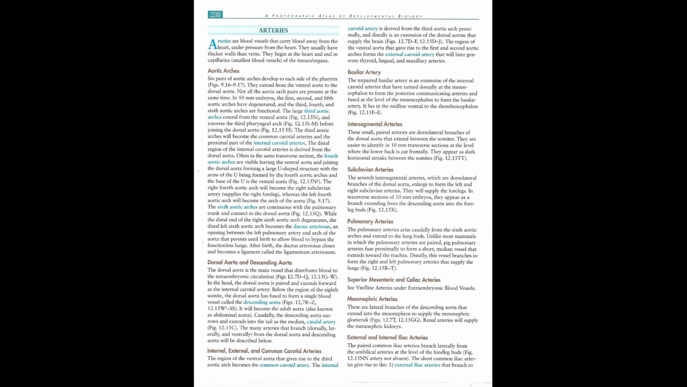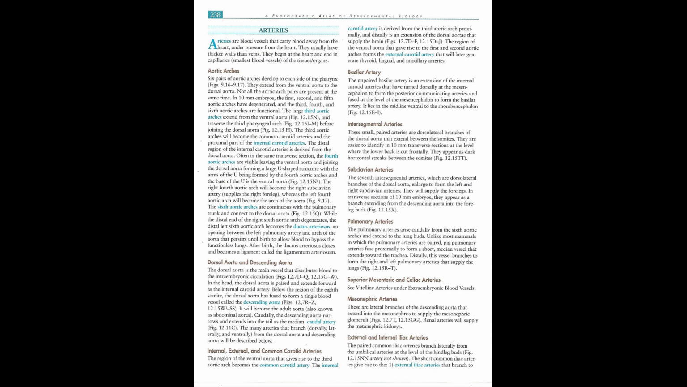Subclavian arteries. The seventh intersegmental arteries, which are dorsolateral branches of the dorsal aorta, enlarge to form the left and right subclavian arteries. They will supply the forelegs. In transverse sections of 10 mm embryos, they appear as a branch extending from the descending aorta into the foreleg buds, Fig 12.15 x.